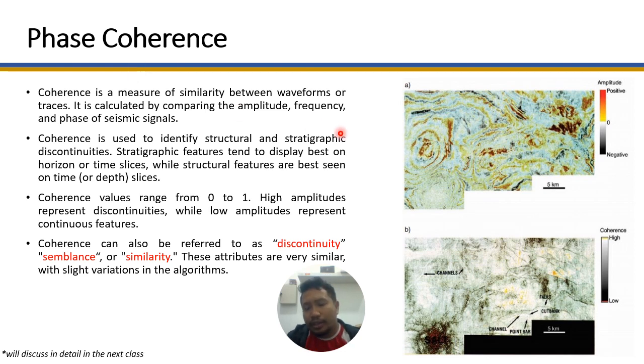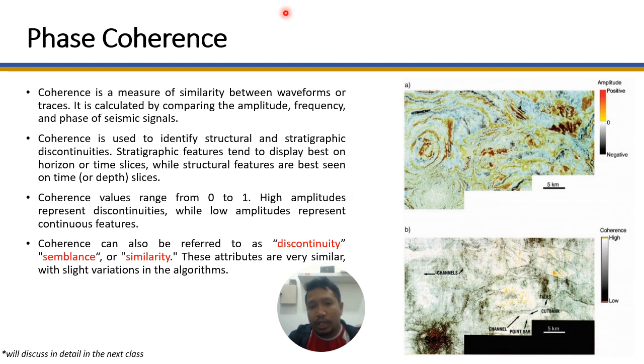So faults are often characterized by high coherence value. This is because the seismic wave is reflected off the fault plane, and reflected waves are very similar at different traces. And then we can use the phase coherence to identify fractures, where it can be characterized by high coherence value. However, fractures are typically narrower than faults, and therefore the high coherence value associated with fractures is typically more linear than the high coherence value associated with faults.